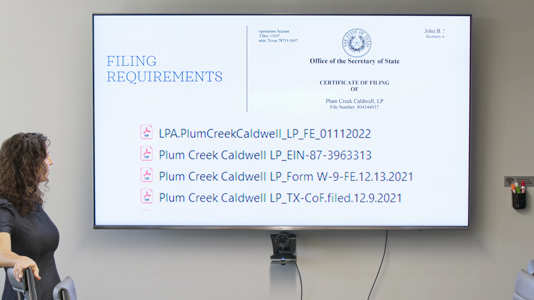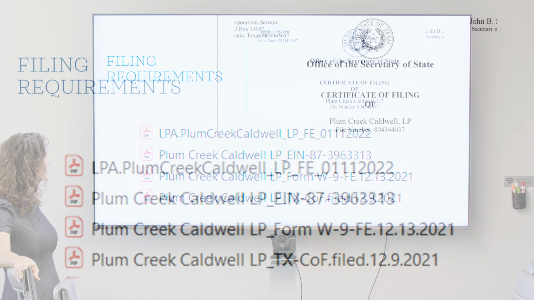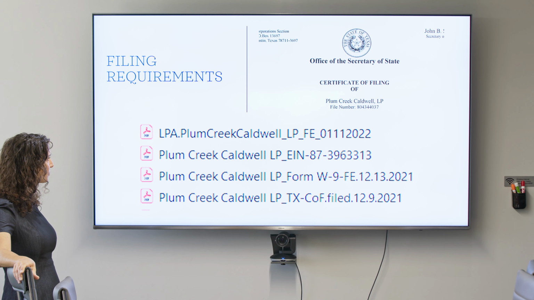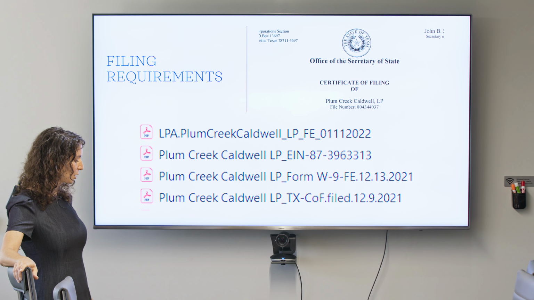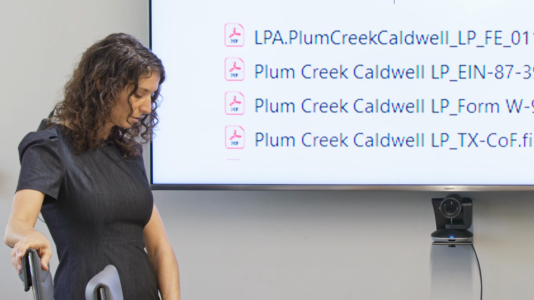The W-9 and the EIN, those are both tax related, so that makes sure that Uncle Sam can track you. And the top one is the Limited Partnership Agreement. That is arguably the most important document, and I'll get into it a little bit in a couple more slides down.